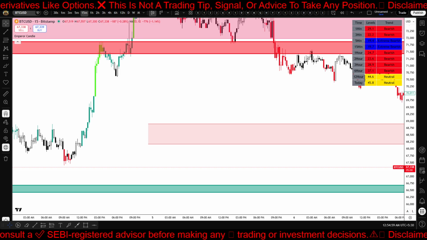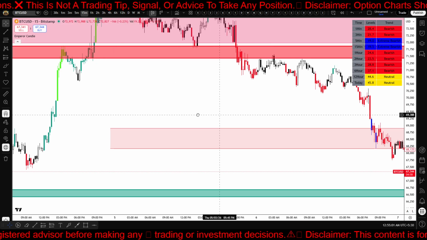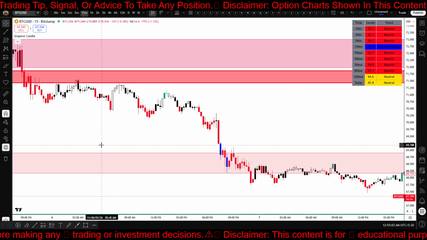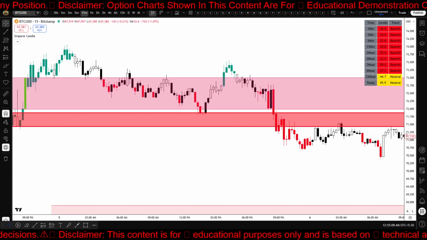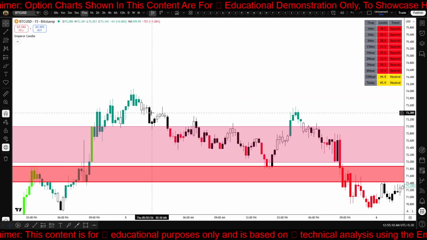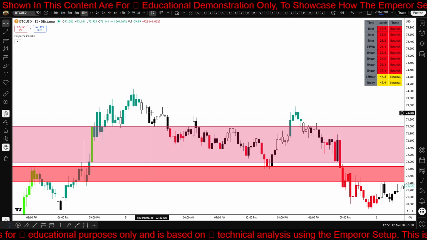After that, we will see bearish candle. So first, let's see the first candle. We will count it as a black candle. So now over here, as you can see, the first bearish candle is black.